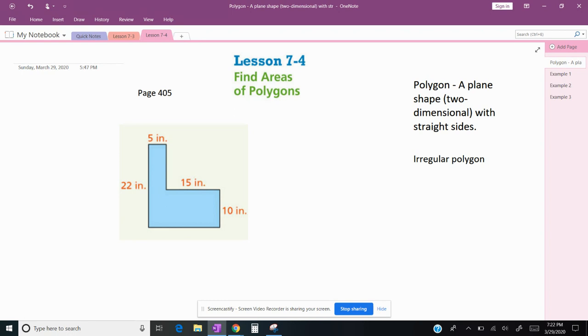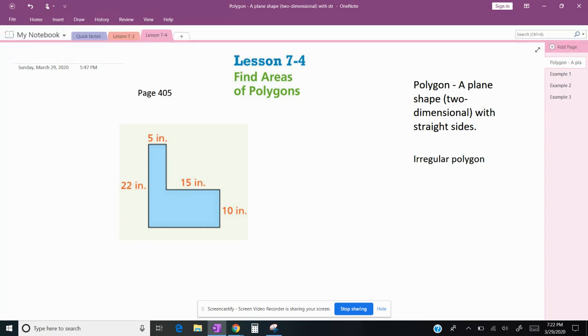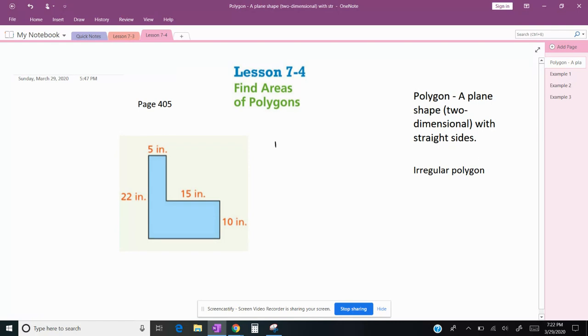Now, for these irregular polygons, there's not going to be a formula for the polygon. And we're going to do this the same way we figured out the area for trapezoids. So when I look at this, I want to see how I could break this up into different shapes that I know how to work with. And I know how to work with parallelograms.